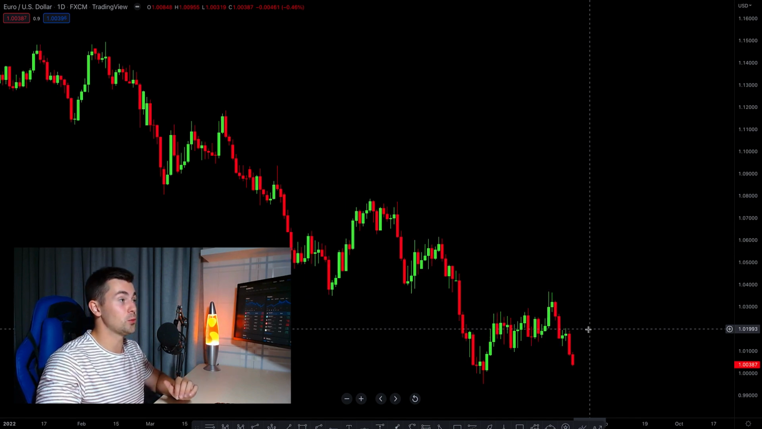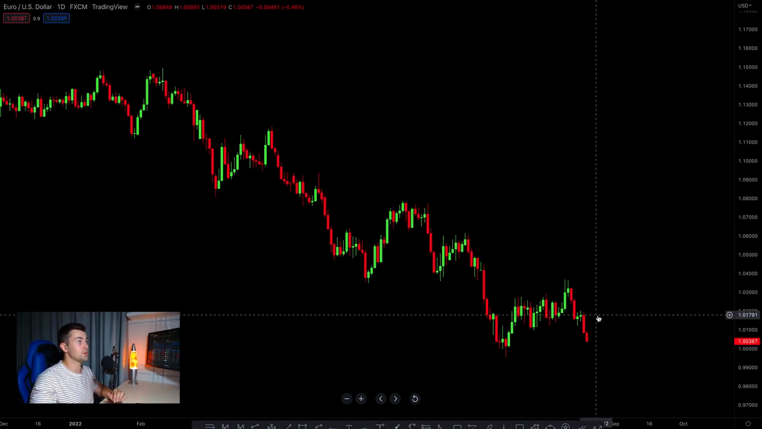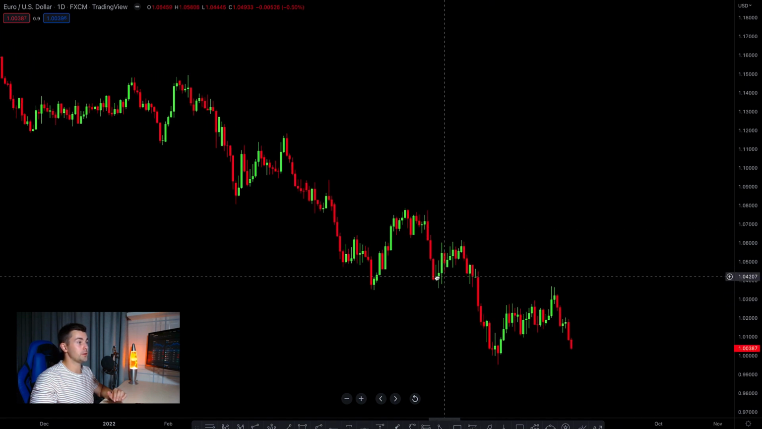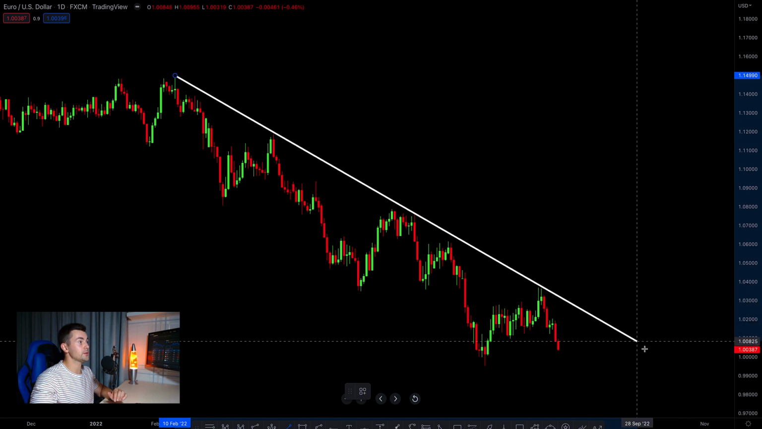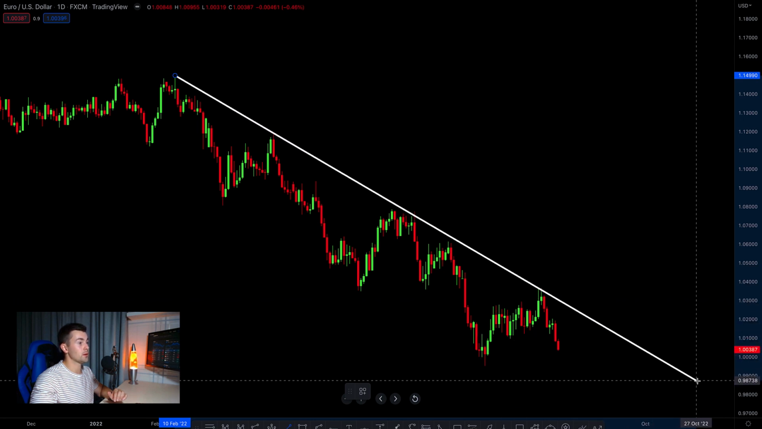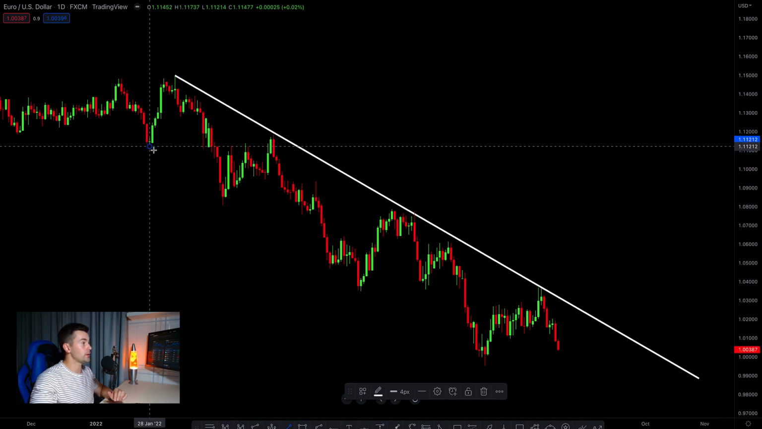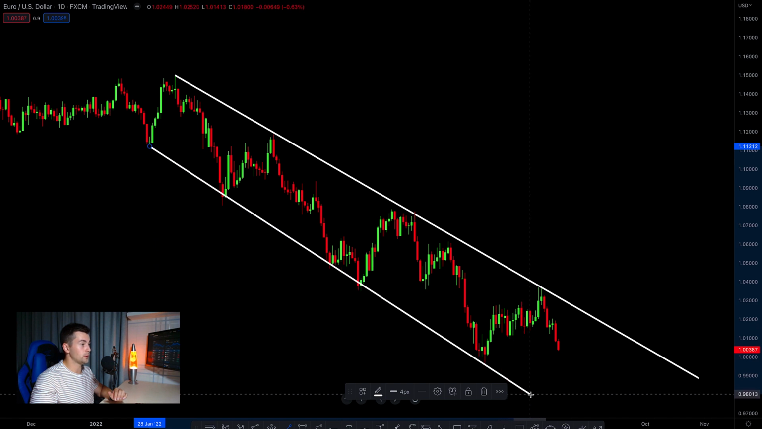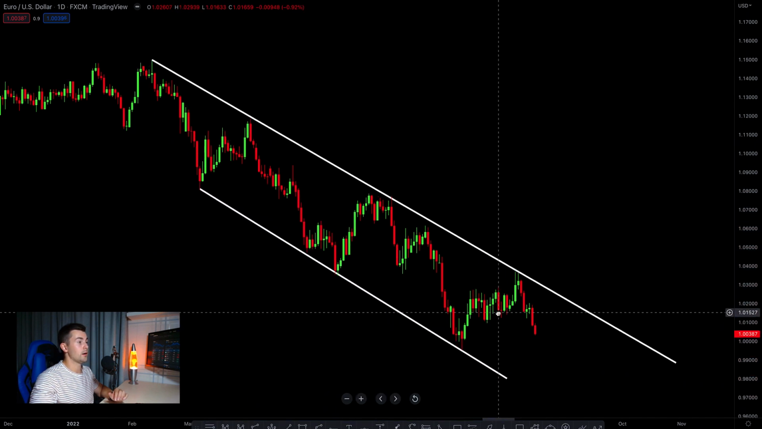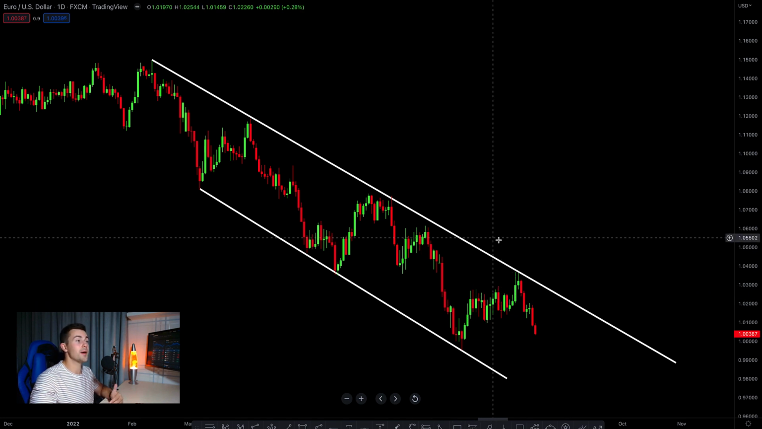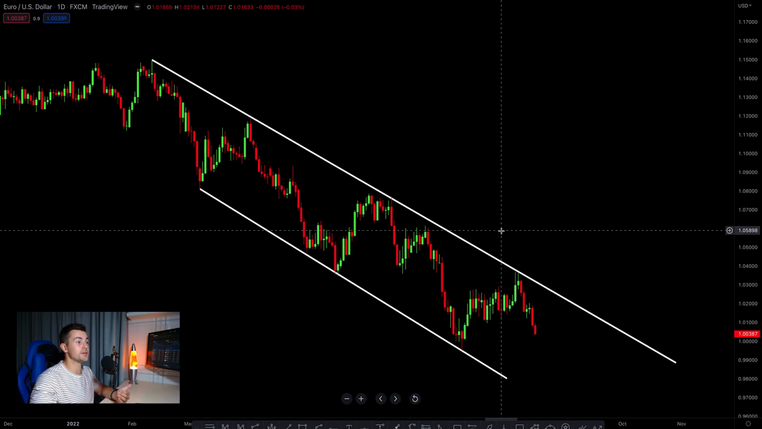Let me explain to you why. First of all, similar to Aussie dollar, we are trading here in a bearish trend. We are trading in a strong bearish trend. And analyzing the price action here on a daily, we can spot right here this falling channel. Yes, this very nice falling parallel channel, the boundaries of that the price perfectly respects, right?